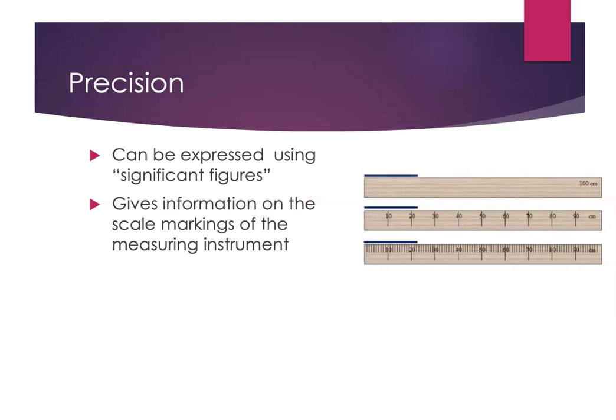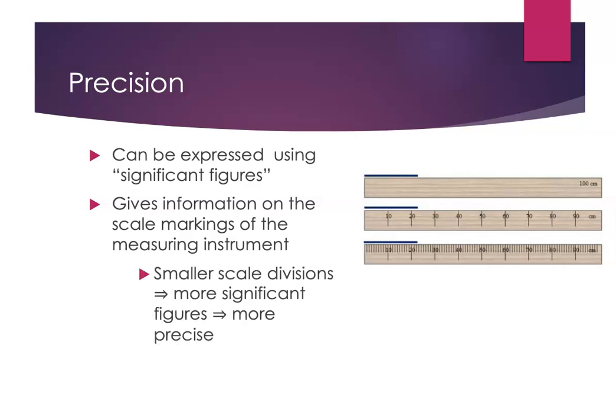And so if we have finer and finer divisions for the scale markings, I'm going to have more sig figs for that measurement, and that's going to be more precise. All right, and so that can be a useful thing. But precision can also be interpreted in a different way.